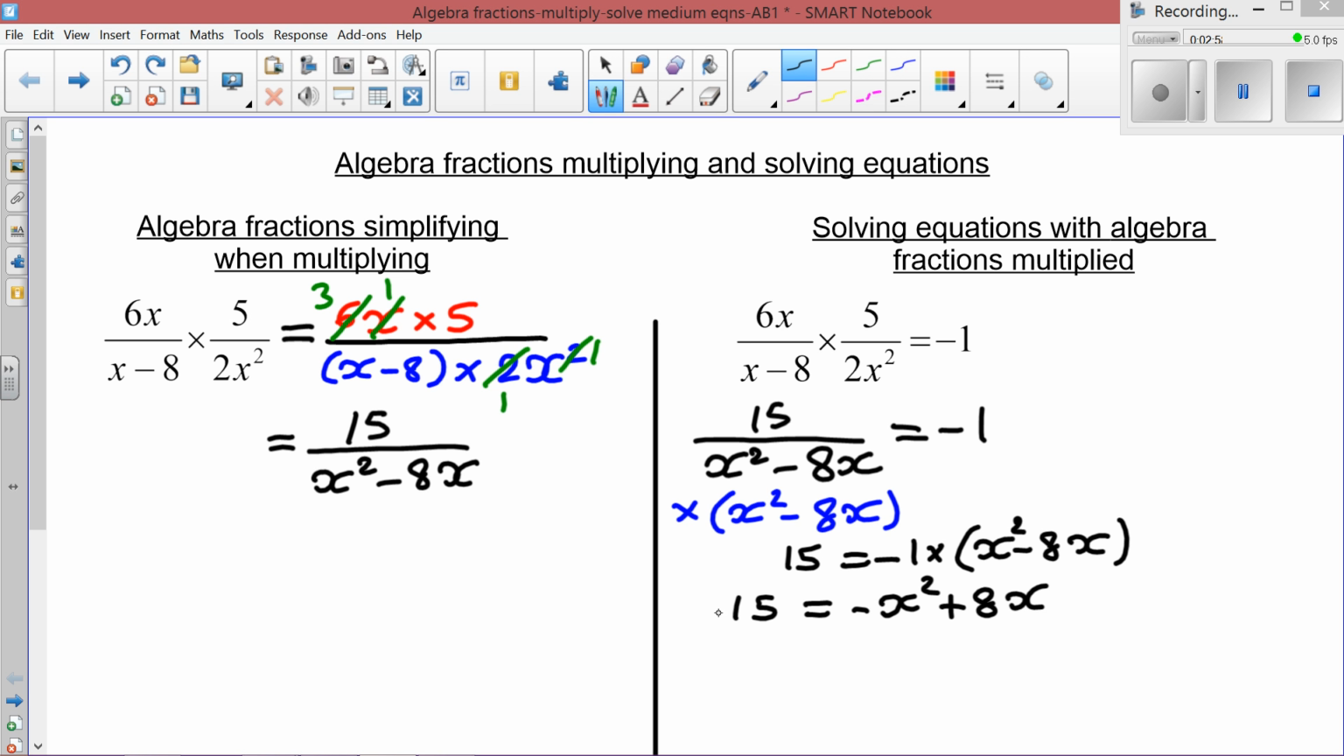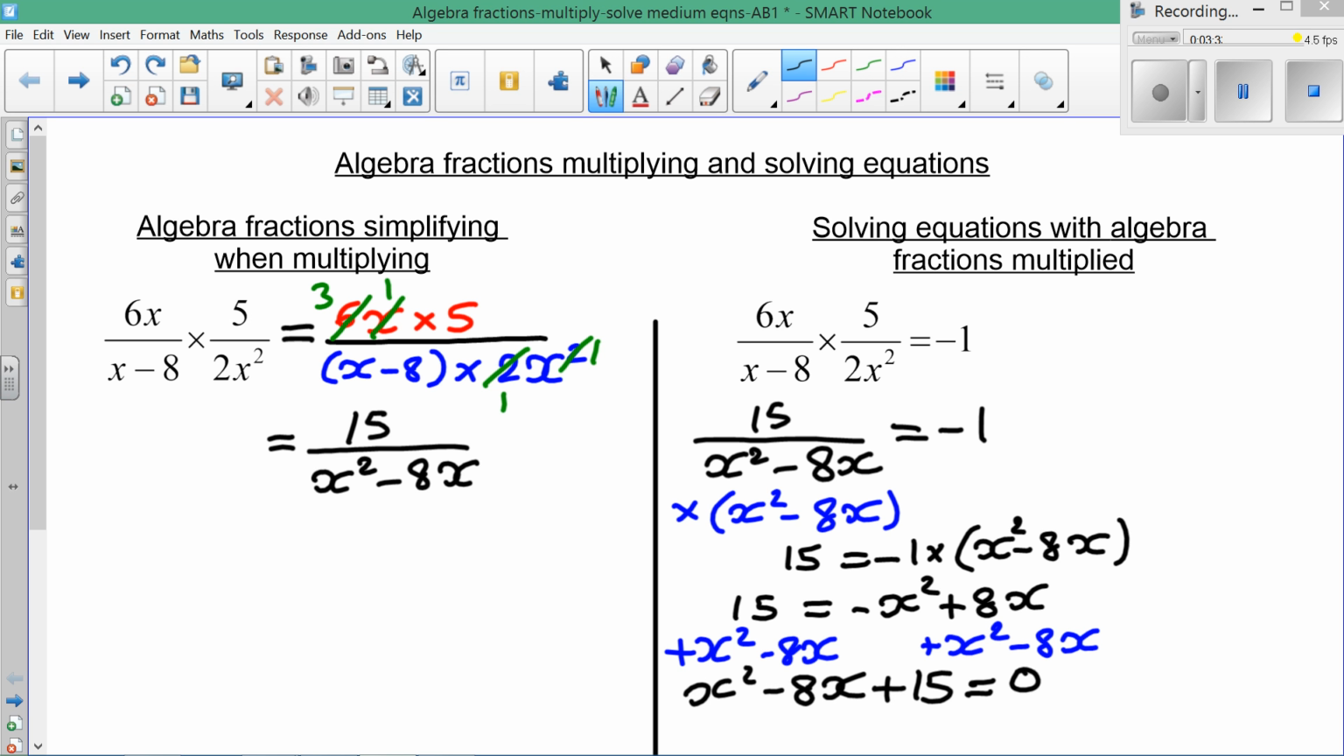This is the form of a quadratic. To solve a quadratic I have to make it equal to 0. So I rearrange, I add x squared to both sides, and I put minus 8x on both sides. On the left hand side I have x squared minus the 8x plus 15 equal to 0 on the right hand side.